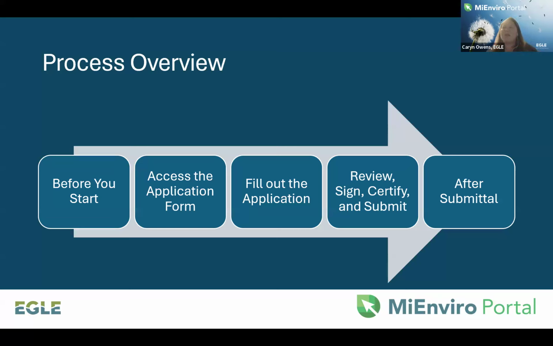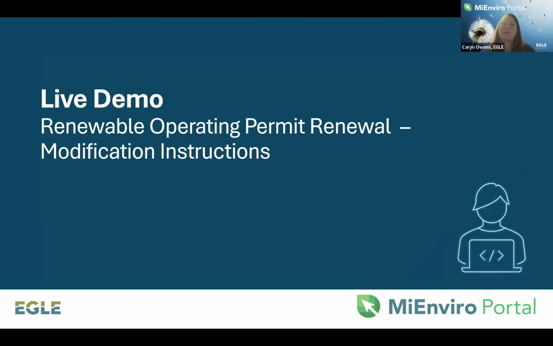So in the live demo, I'm going to show you how to access the application, fill out the form, review and sign, and submit the form. And then what happens after the submittal and how it differs from the last demo I was just showing you. As I stated before with the ROP 215 notification of change, we do have instructions for the ROP modification too. These are in a different location than the ROP 215 notification of change. But let's go ahead and get into the system.